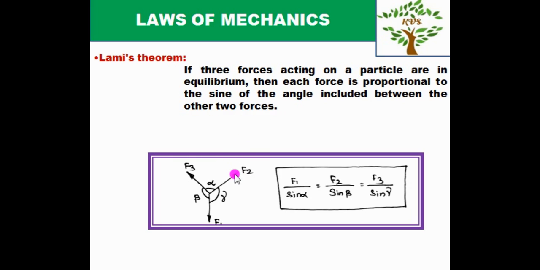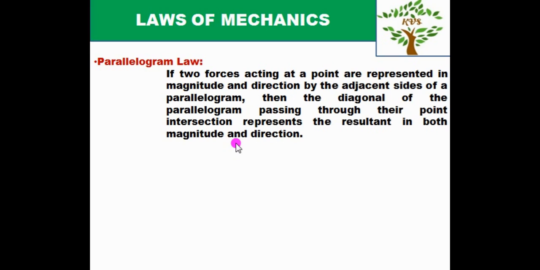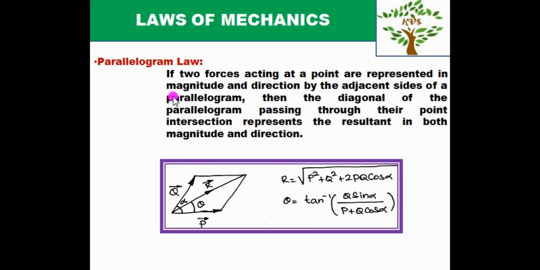So this states that if three forces F1, F2, F3 are acting on a particle and the particle is in equilibrium, then each force is directly proportional to the sine of the angle included between the other two forces. That is given by this equation: F1 upon sine alpha equals F2 upon sine beta equals F3 upon sine gamma.